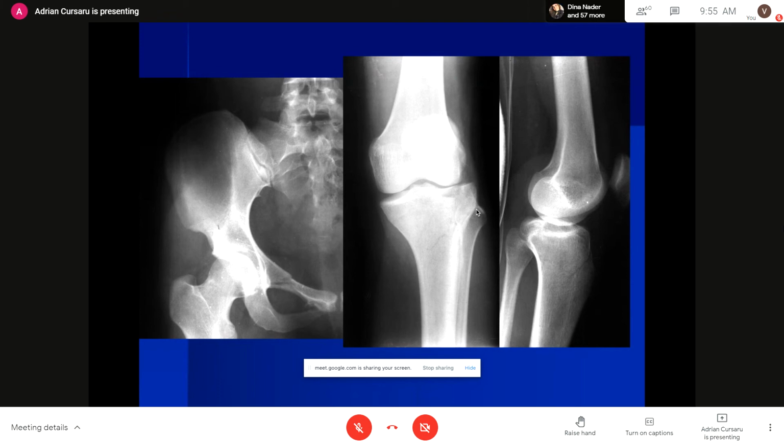Do you think it's with displacement or not? In my opinion, it's with displacement. But you have to tell me why. How can you establish that displacement on the front view of the X-ray? The first one.